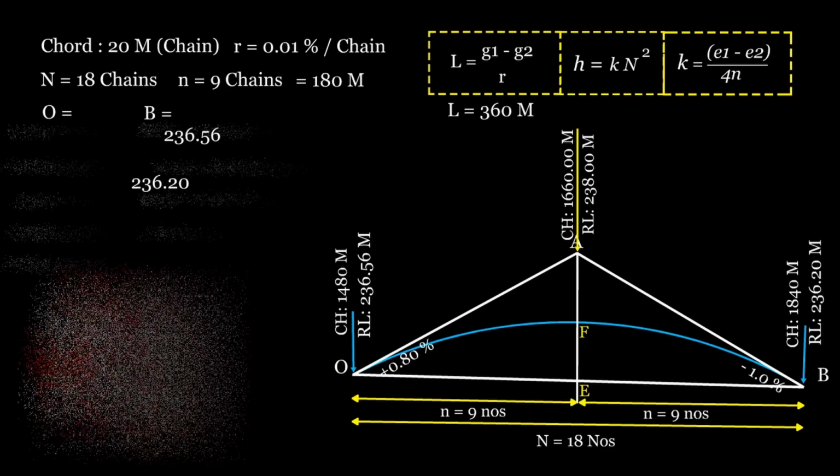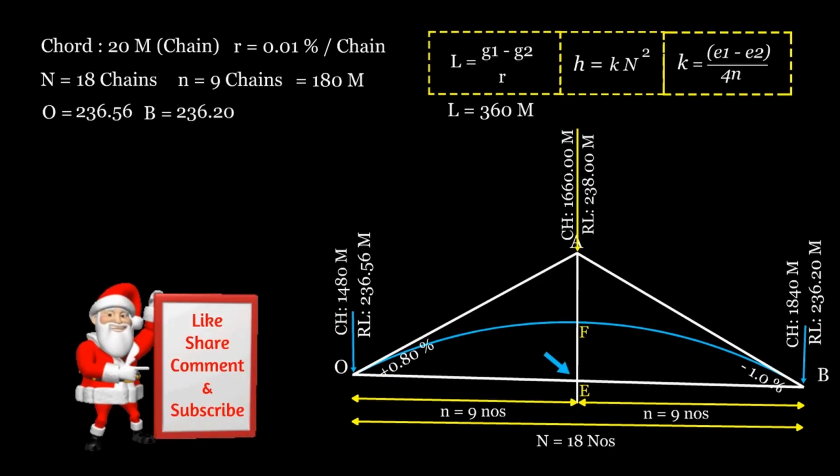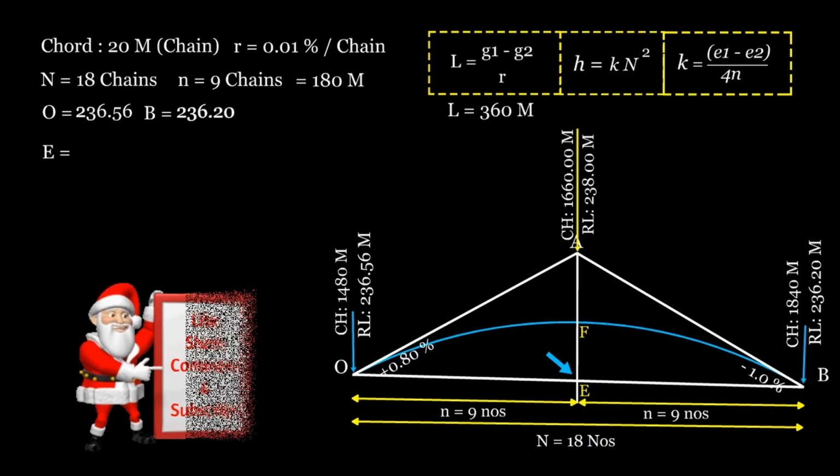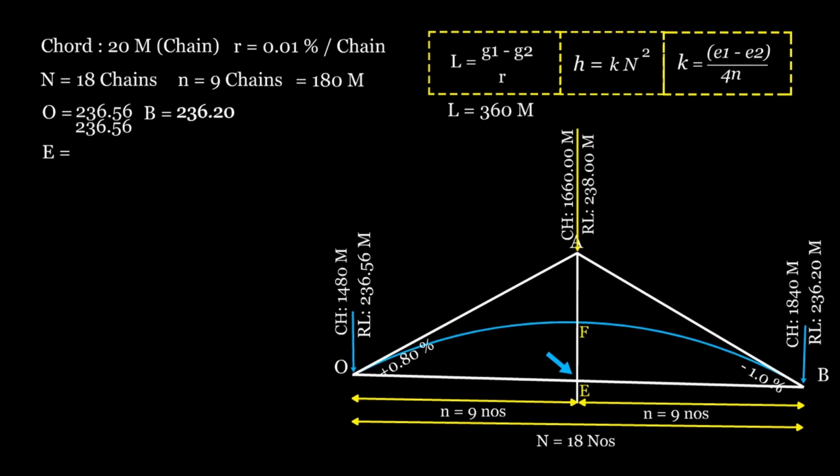Step 4. Find the value of point E. Point E is the average of points O and B, so E equals (236.56 + 236.2) divided by 2, which equals 236.38 meters.